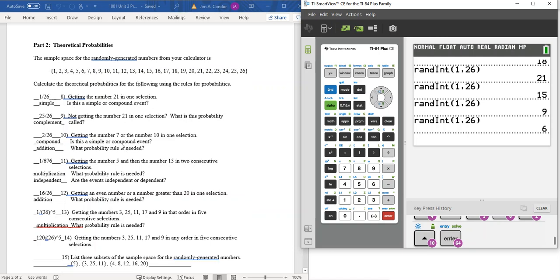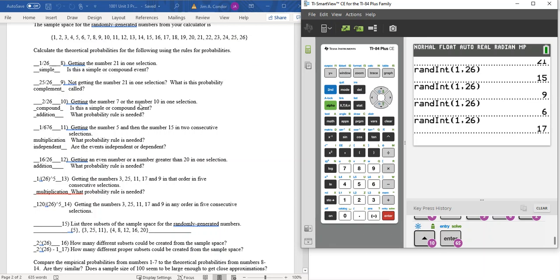And then the number 9, not getting a 21 in one selection. So what's the odds that I click this and it doesn't come up 21? Well, there's a lot of other numbers up here. In fact, there's 25 other numbers. So 25 out of 26. And that's called the complement of that.